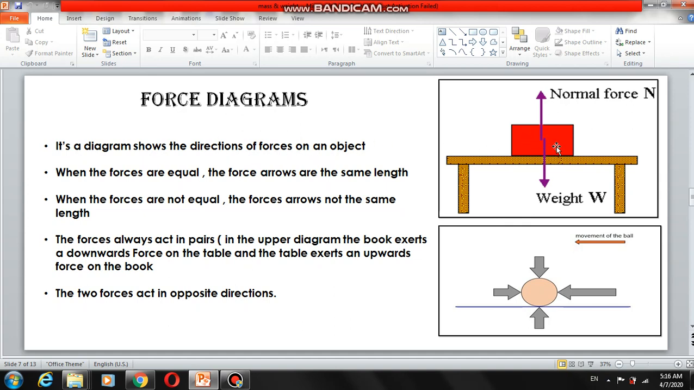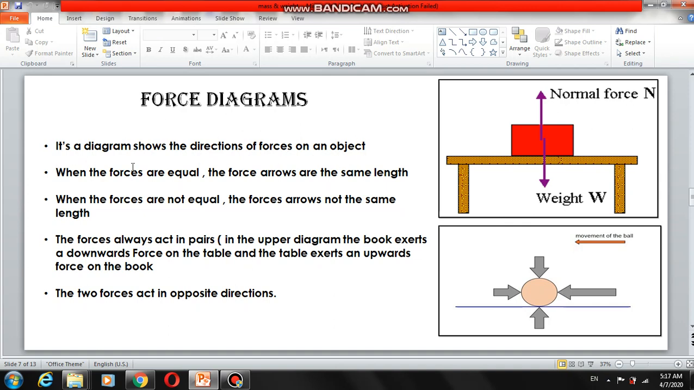This is the book. This is the table. The book is on the table. The book has weight, and the table has normal force. So the normal force equals the weight force, so the book is constant. Okay, so what is a force diagram? A force diagram shows the directions of forces on an object.